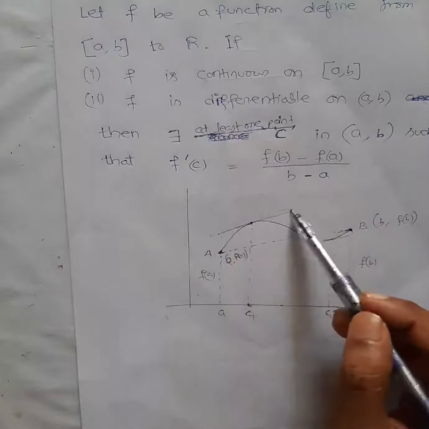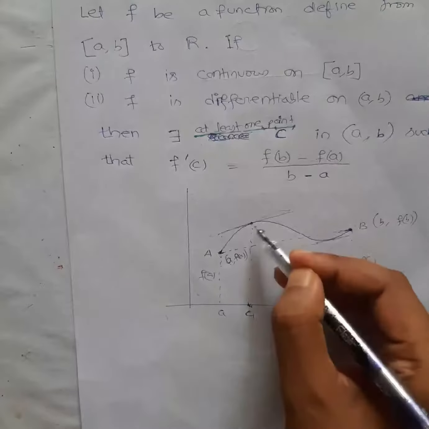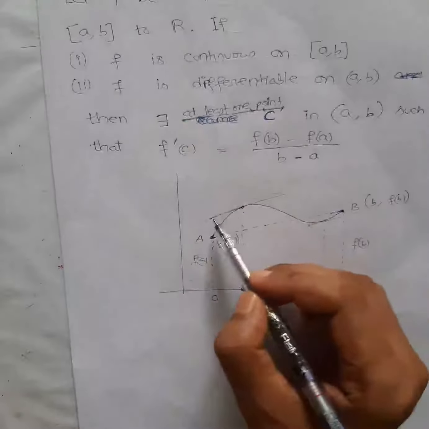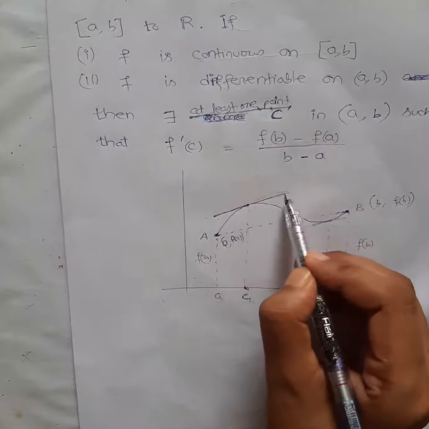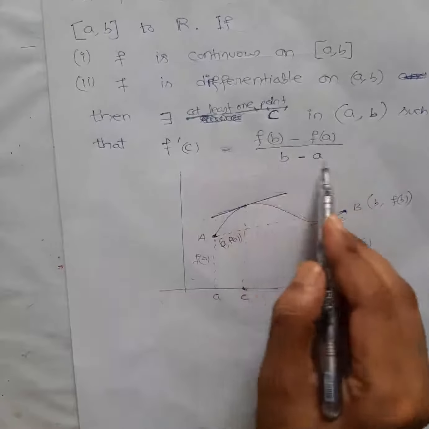f'(c) means differentiation of this function at c, right? At c, whatever is your function, that is the differentiation. So differentiation means slope. Now the slope of that function will be equal to this one. Now what is this?